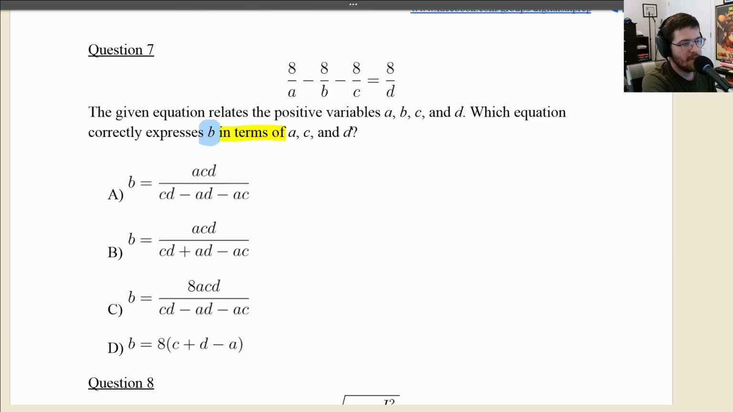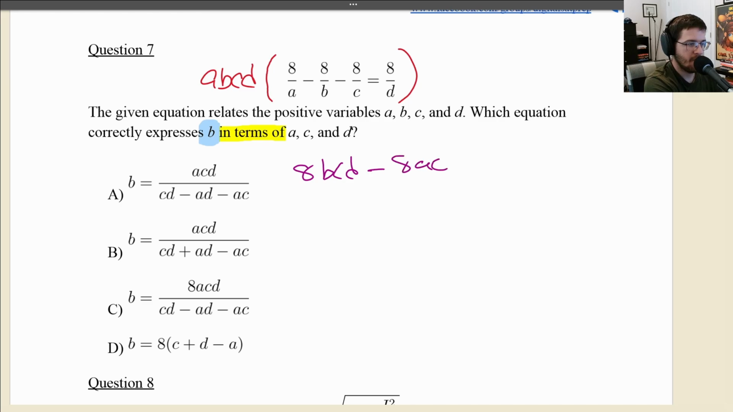Okay, question 7. Very similar to the last one, the least common denominator is just ABCD once again, just a coincidence. So we're going to multiply both sides of this equation by ABCD so that we can clear those denominators. So the A's cancel, and we get 8BCD minus, the B's cancel, minus 8ACD minus, the C's cancel, 8ABD equals 8ABC. So you can do this at the end, but I think it's just easier now.